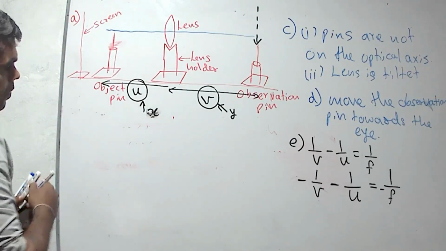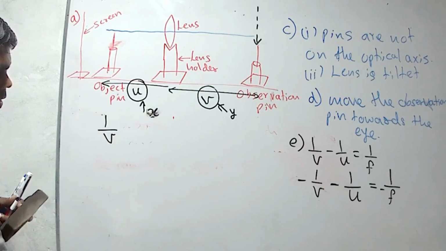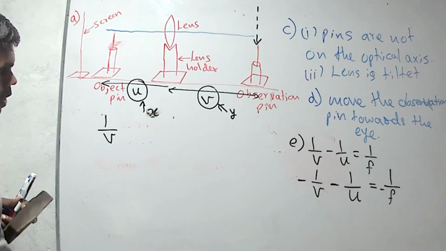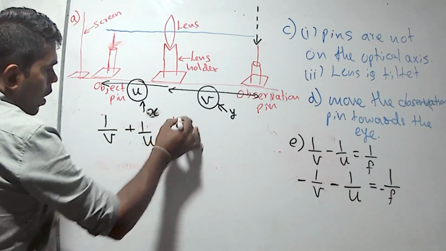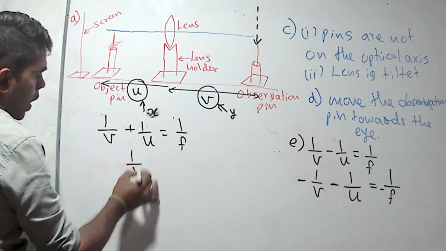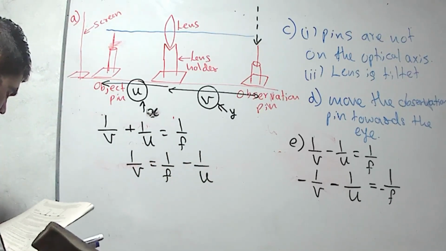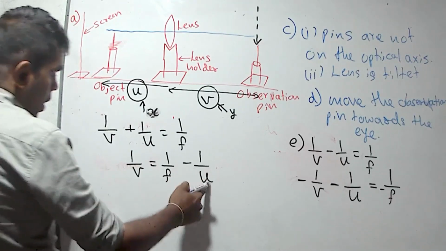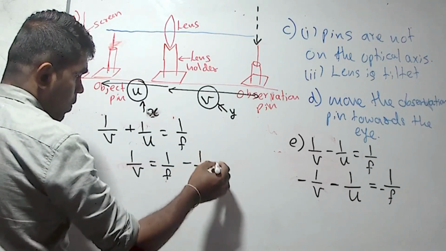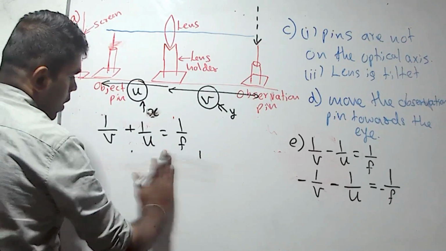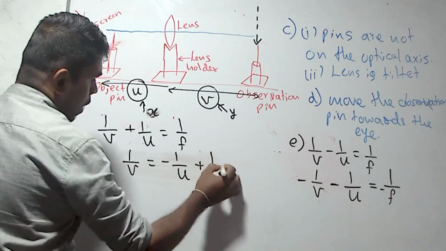We can get 1 over V. I will change the opposite mark of all terms. 1 over V plus 1 over U equals 1 over F. Then 1 over V equals 1 over F minus 1 over U. Then I will change the positions of these two terms. I will write it directly. 1 over V equals minus 1 over U plus 1 over F.